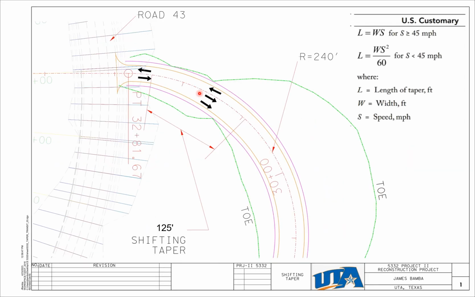Final slide is the shifting taper at the beginning of the project. Again, at the end of the project, we are shifting from a single lane to a two lane, and with a design speed of 25 miles per hour, the length for the shifting taper is 125 using this equation here, because the design speed is less than 45 miles per hour. So that's what I was able to use.